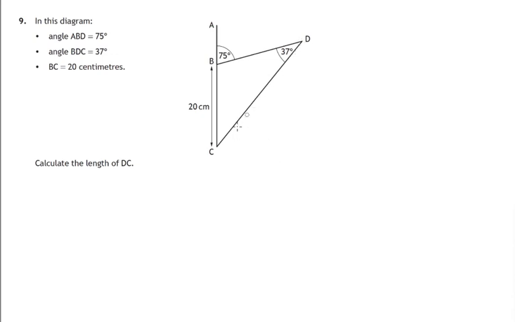In this question we're given a diagram with various angles and lengths, and we're asked to calculate the side DC of triangle BCD. So it's basically a triangle problem. Let's look more closely at the triangle and what we know.